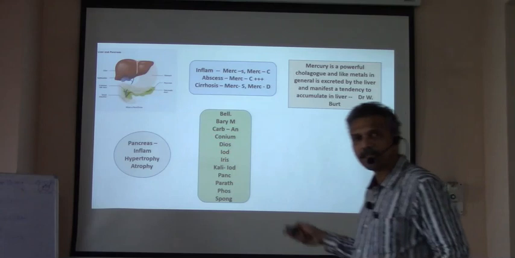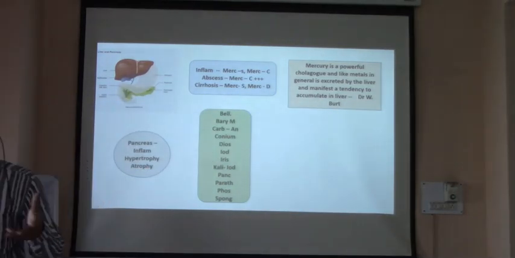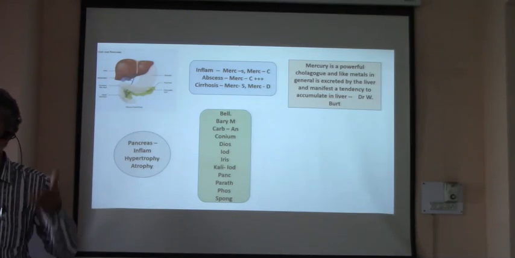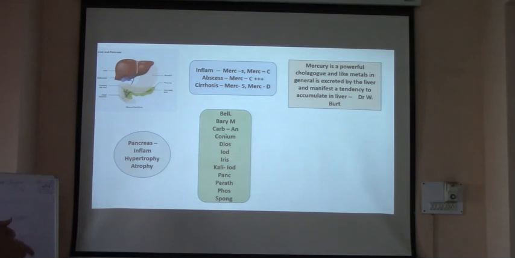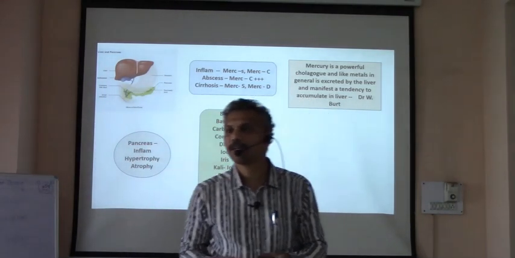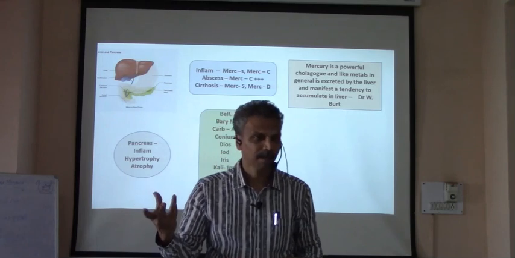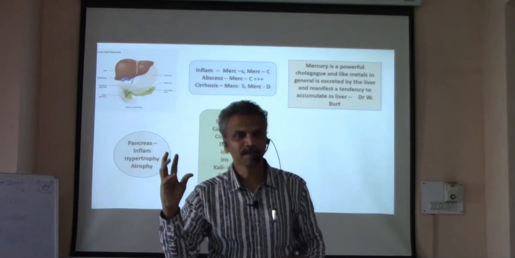Dioscorea is more of the colic. You know, when you have the typical pains, they feel better by bending back, it could be more of Dioscorea. And you also have iodine. Iodine, you all know, is a beautiful remedy for glands, any gland. So is pancreas. Okay. But the specialty of iodine is?